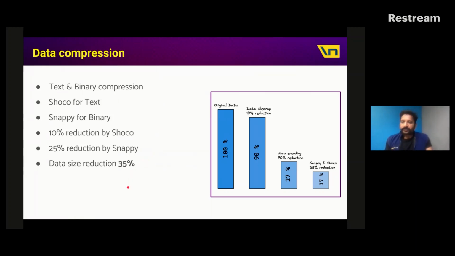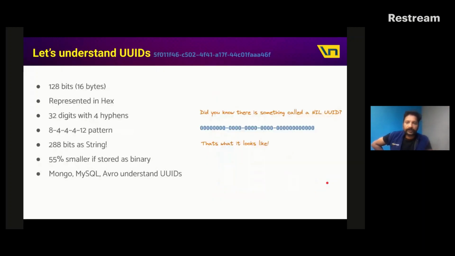This overall reduced the data size by around 35%. So right from 100, we came to 90, then we came to 27, and then we came to now 17% of the overall data size.